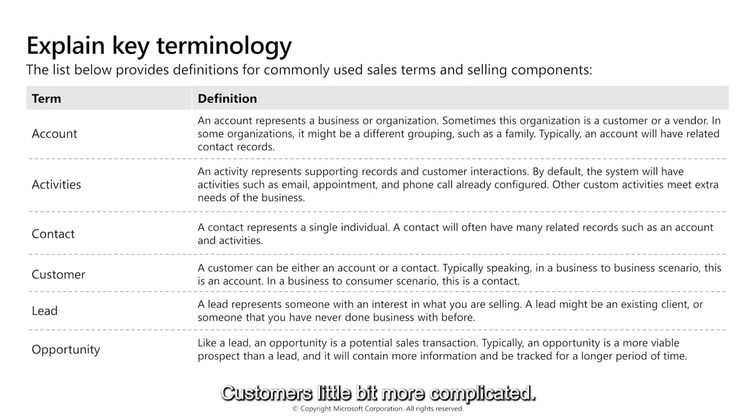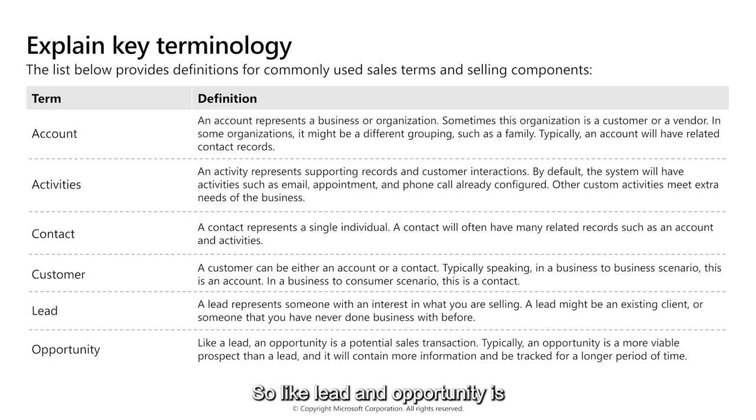Customers are a little bit more complicated. A customer could be an account or a contact. So in a B2B scenario, business to business, a customer would be an account. In a B2C, a business to consumer scenario, this would be a contact. A lead is somebody who has an interest in what we're selling. It could be an existing client who has an interest in a new service or a new offering, or it could be somebody totally new who we have not interacted with before. And we take leads and we move them into opportunities.